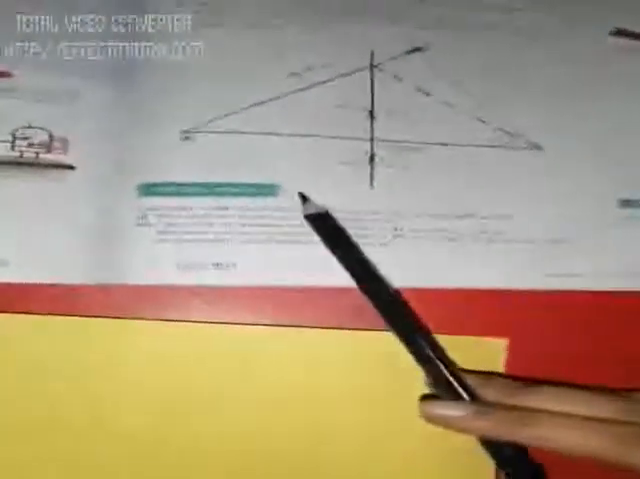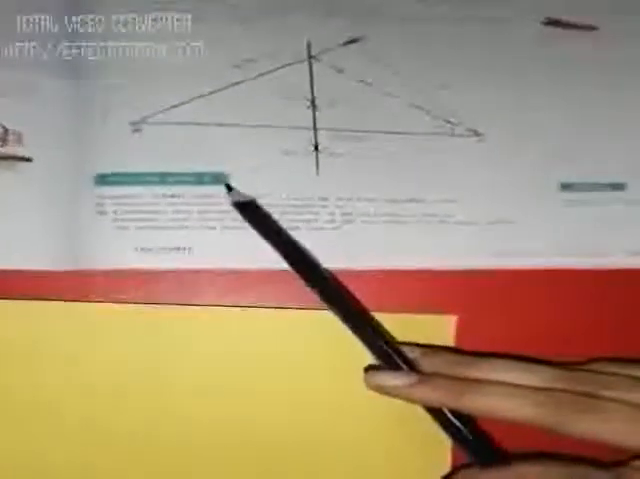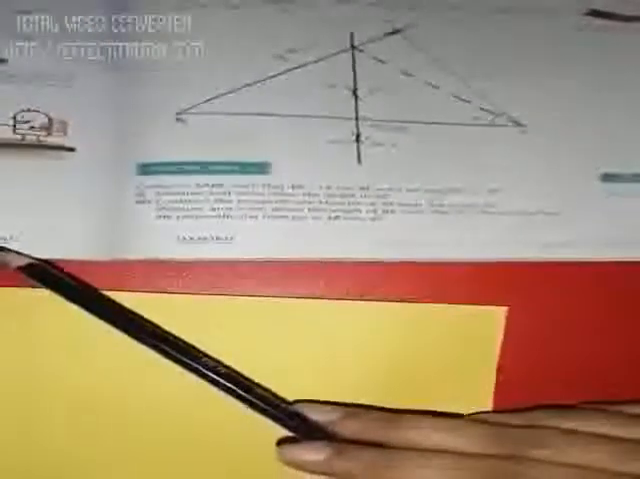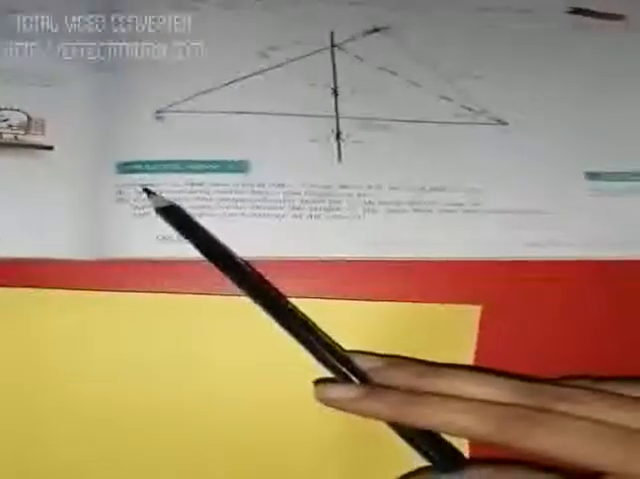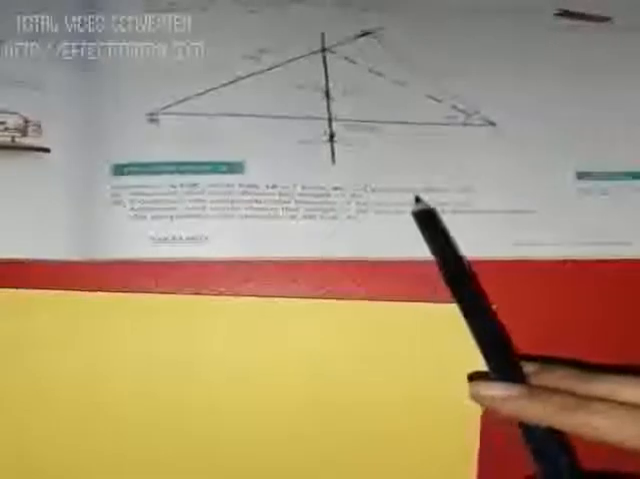Yes students, see page number 302 where you are given the question of practice now 3. The practice now 3 question is the same as the worked example 3 which we have done right now in the book. The first case: construct triangle ABC such that AB is equal to this, BC is equal to this, and angle ABC is equal to 130 degree.